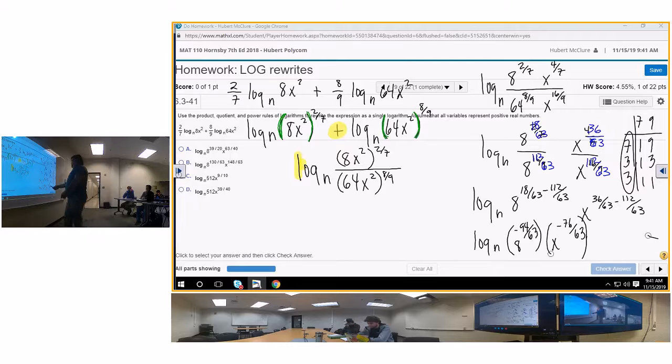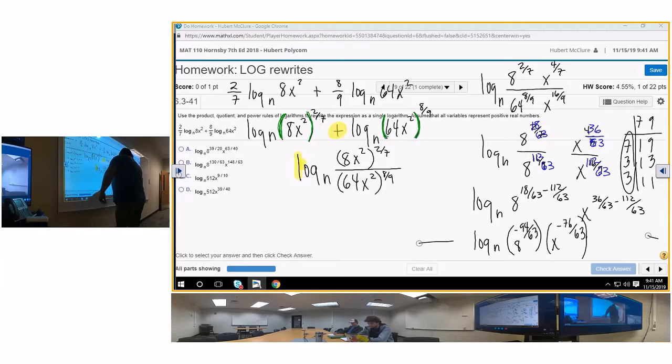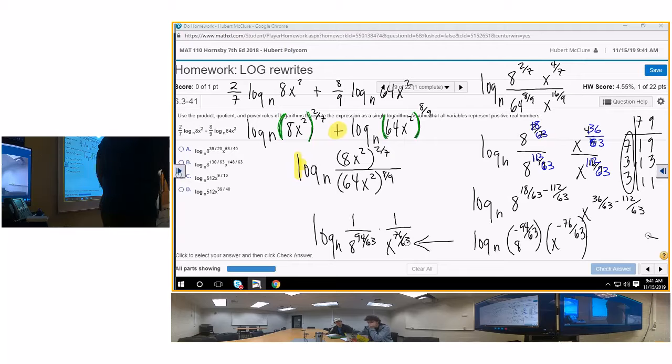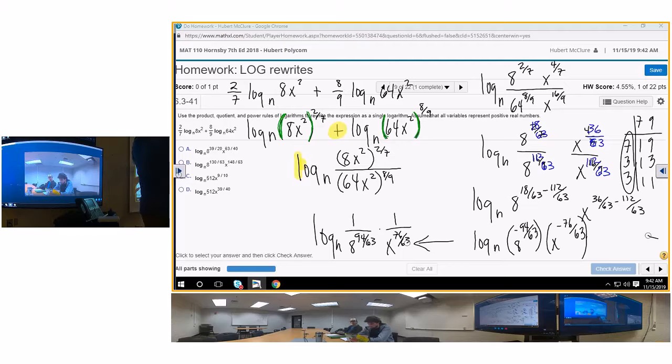I'm going to change these. They have negative exponents, so I'm going to go log base n of 1 over 8 to the 94/63 times 1 over x to the 76/63. Can y'all see if something goes into 94 and 76? Not 3. 2, maybe. Looks like we're heading in the right direction. We see the 63s right here.